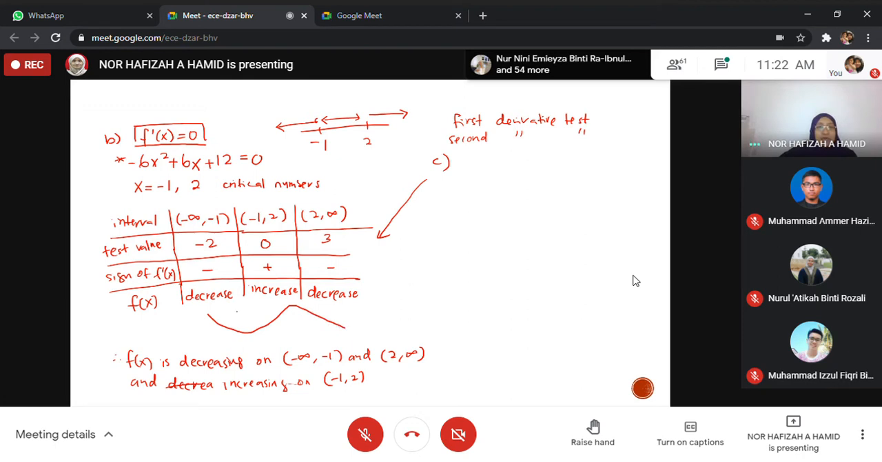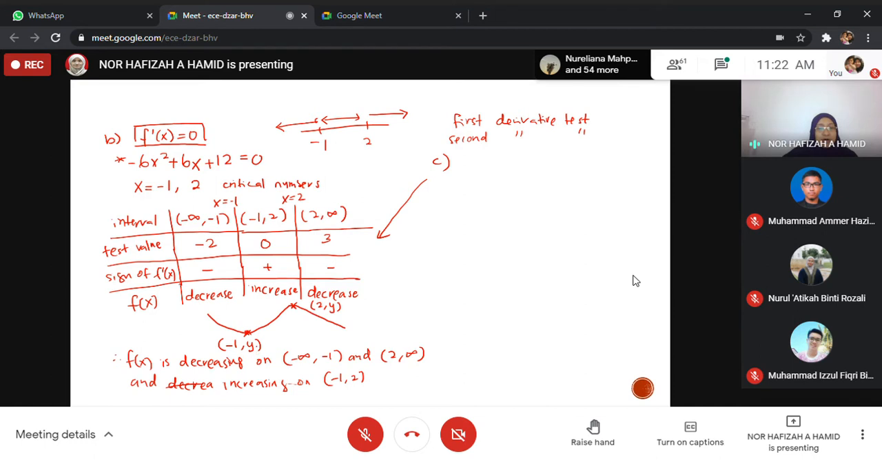If you refer here, it decreases until x equal to -1, then it increases until x is equal to 2. So automatically you know the minimum point is when x equal to -1, and the maximum point is when x equal to 2. So you just need to calculate y.